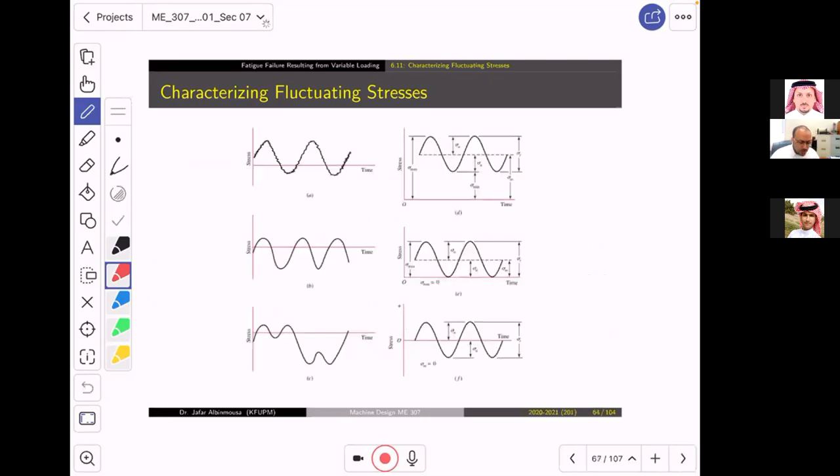Now, this is an example of what a fluctuating load is. As you see, this one is mimicking a real life example. The wave is not nice and uniform. This is with positive mean stress. We can see that this mean stress is somewhere here and it is positive.